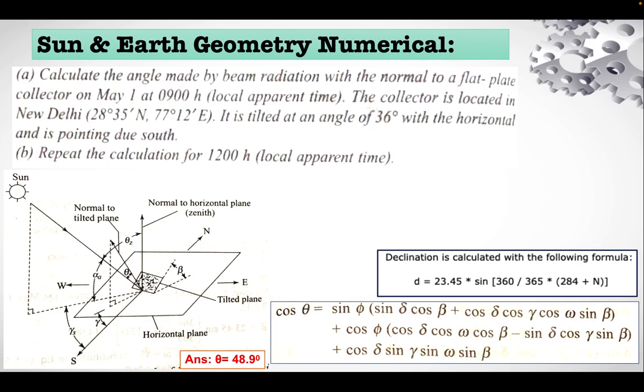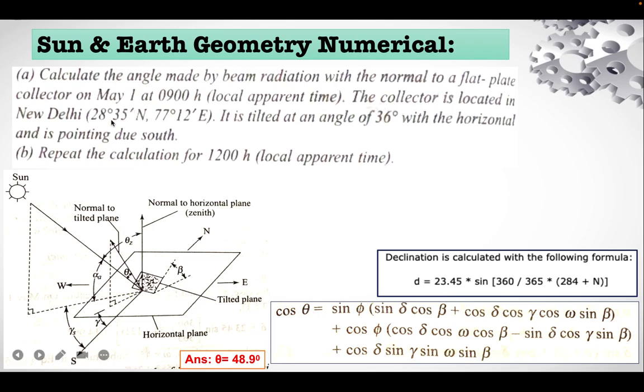Hi student. So here we are going to see one numerical based upon sun and earth geometry. The problem is to calculate the angle made by the beam radiation with the normal to a flat plate collector on May 1st at 900 hours, which is the local apparent time.